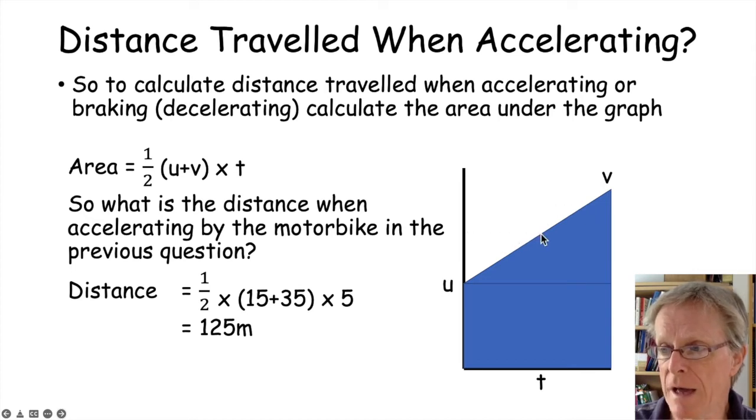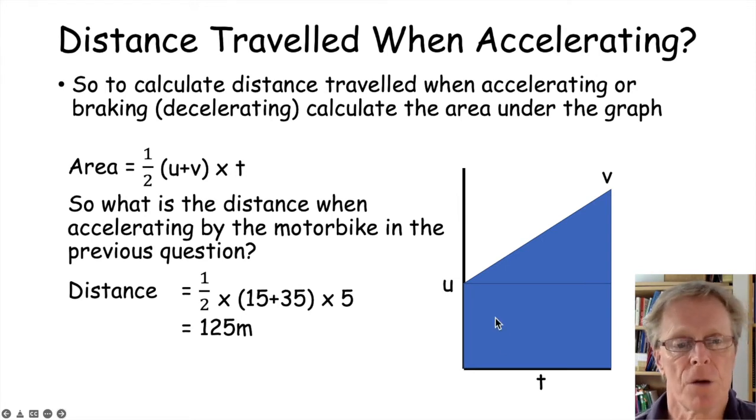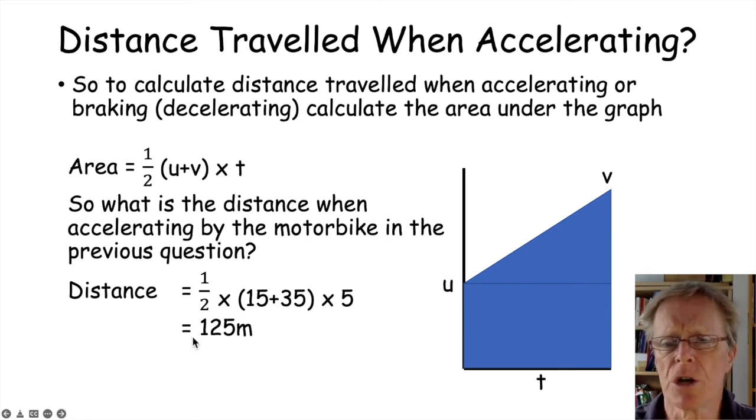And then you multiply that, the average velocity whilst you're accelerating, by time, and that gives you the distance travelled. So if we look at this, for example, with the motorbike problem we had from the previous question, we can simply put the numbers in, and it's half times 15 plus 35, the initial velocity plus the final velocity. That gives you the average velocity during the 5 seconds, multiplied by 5, gives you a distance of 125 meters travelled. So it's quite straightforward, if you think about it as a graph, to work these things out.